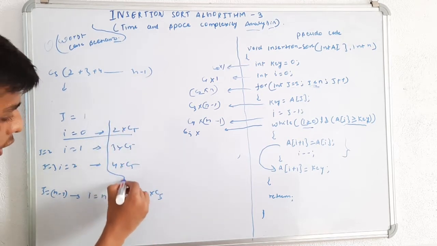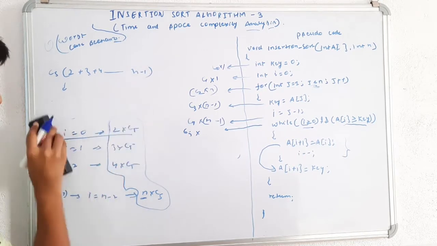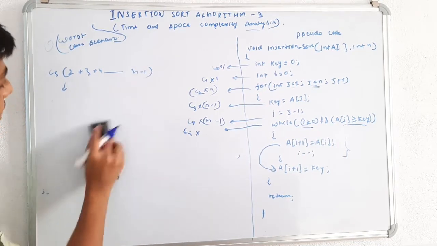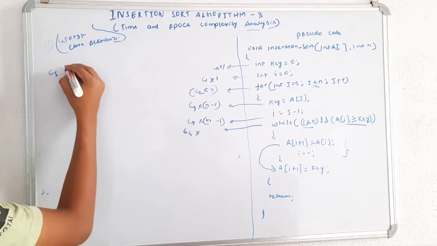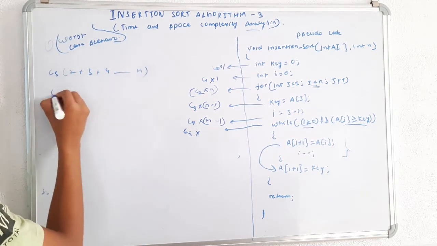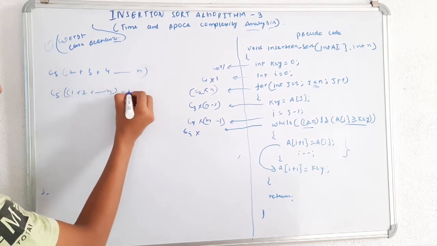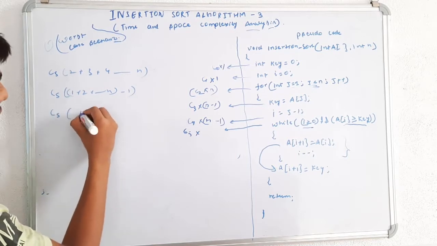So you just add all these, then you will get the running time for this. That's what we are going to do here. Let's add 2 plus 3 plus 4 in order up to n. Now just add 1 and subtract 1, 1 minus 1, right? And if you do this, then you will get something like this.